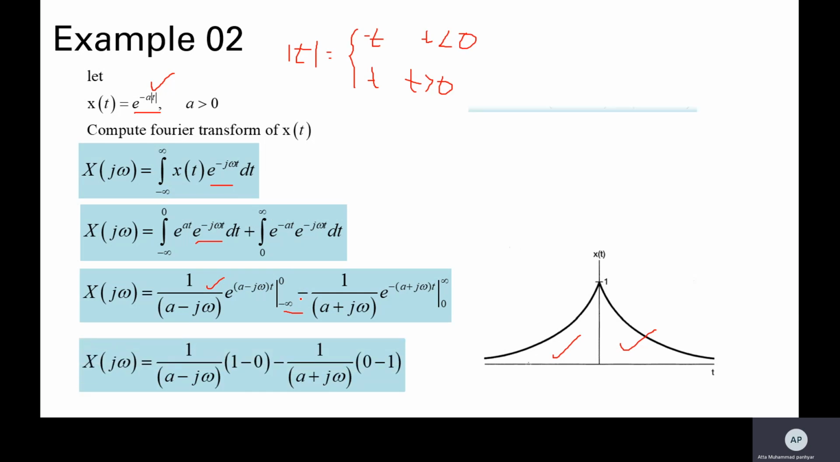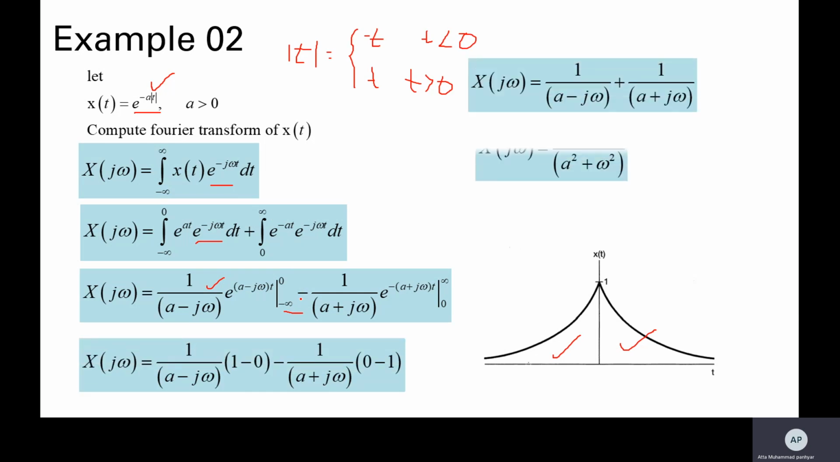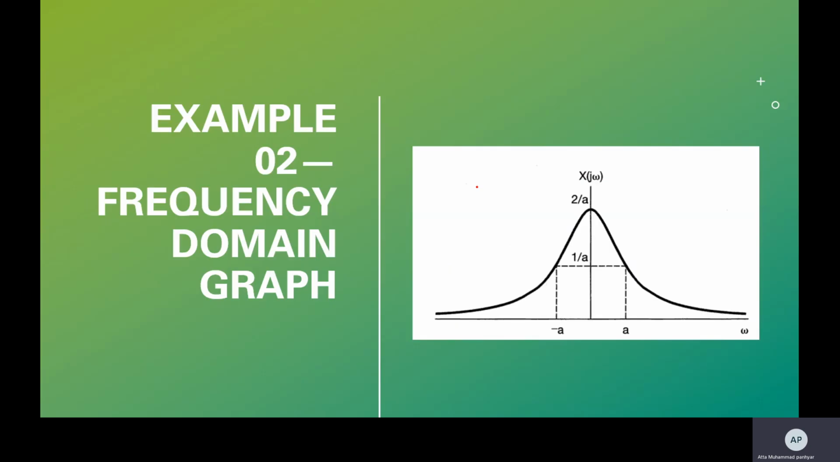So this would be like this, and if you solve it, you will get this particular resultant frequency response of the exponential signal, and if you plot it, the result would be this. For example, for omega equal to 0, if you put 0 here, you would get 2a upon a square, which would be 2 upon a. So on the 0 axis it's 2 upon a.